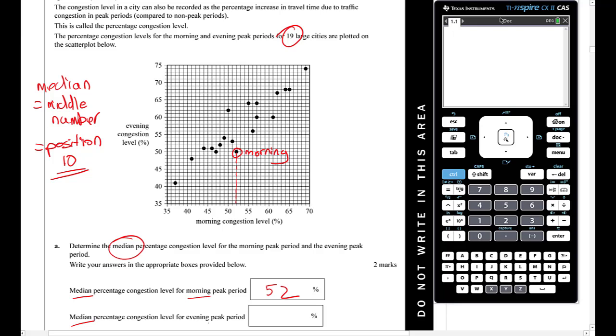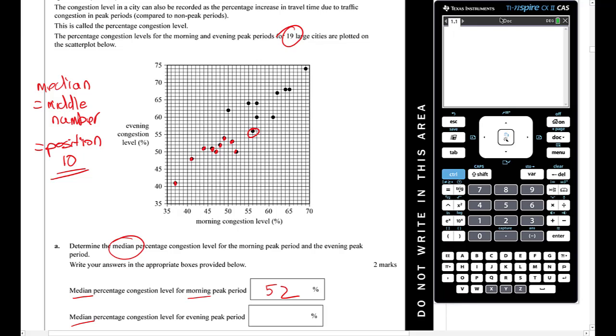Look at the evening. So now let's actually get rid of the morning one there. So I'm going to go up. I'm going to go up 1, 2, 3, 4, probably it's actually 4, 5, 6, 7, 8. Oh, that was the wrong one. That should have been, really, if you look at it, that should be 8, 9, 10.